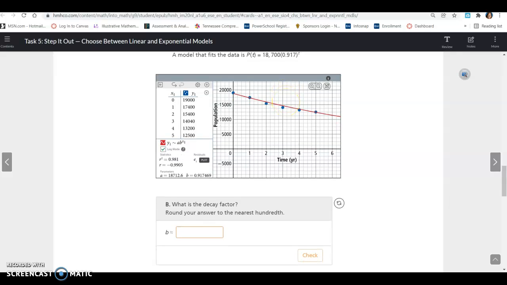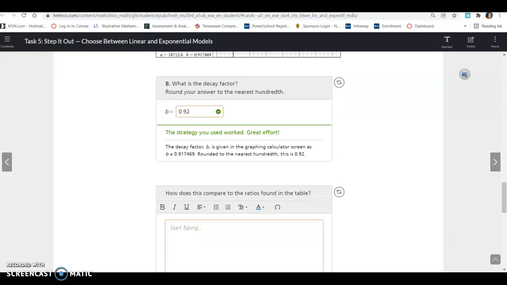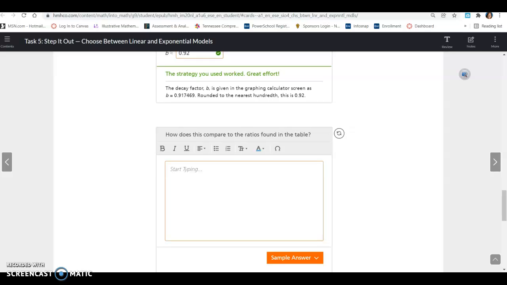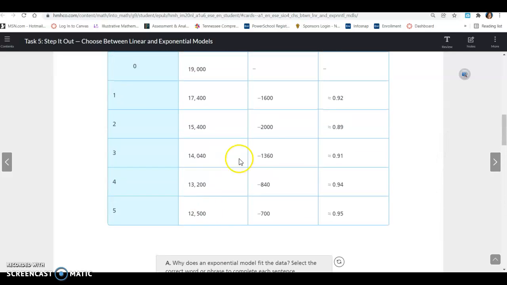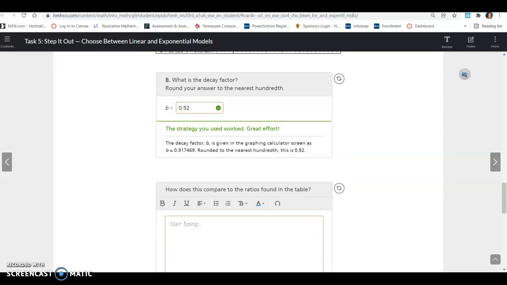So it says, what is the decay factor? Well, the decay factor is your b, remember, so it's 0.917, but this says round to the nearest hundredth. So it's going to be 0.92. All right, how does this compare to the ratios found in the table? So 0.92, if you look up here, these kind of hover around 0.9 something. So those are all close. So it's similar.